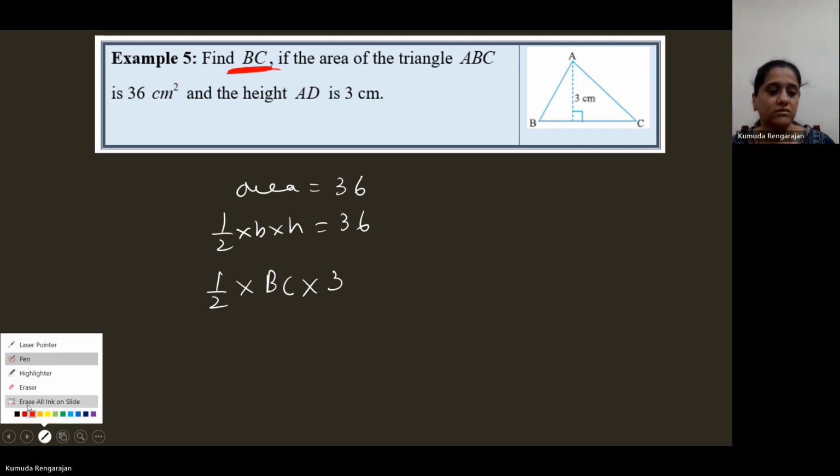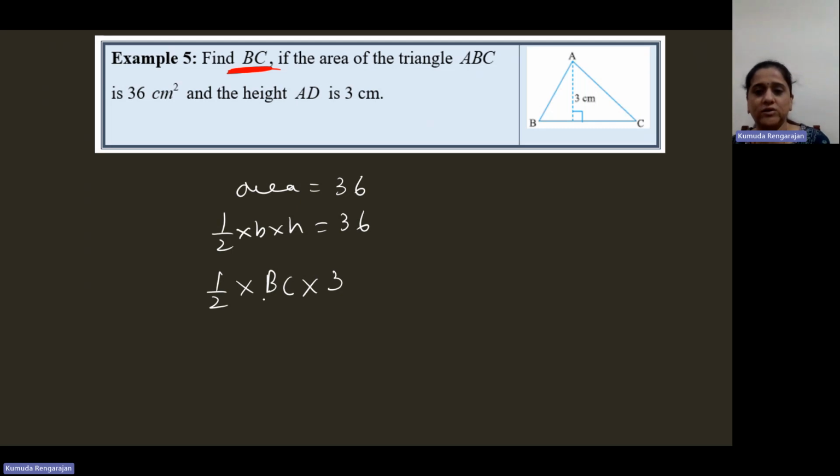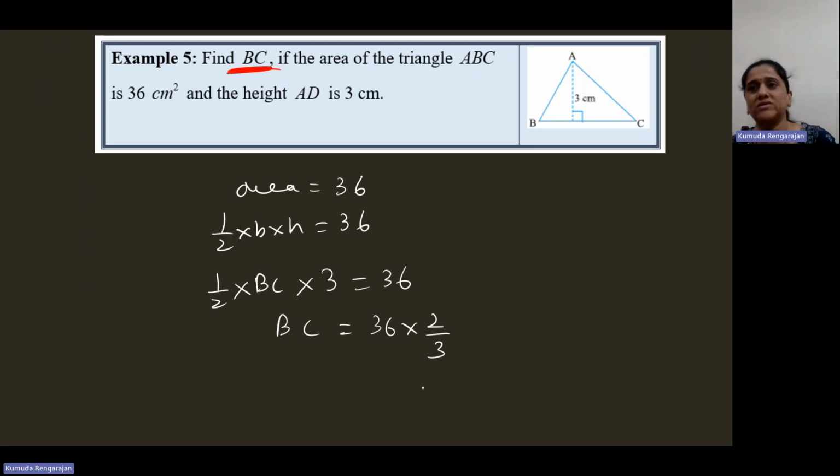Yeah. So half into, which is the altitude here? 3 centimeters, right? And that altitude lands on which side? BC. BC, we don't know the length, so I'm just writing BC. Half into base BC into 3 is equal to 36. So now BC is equal to, now this is 3 by 2, no? It's 3 by 2. So it will become 2 by 3 on the other side. This is 3, 3 is in the numerator, 2 is in the denominator. It's 3 by 2. It will become 2 by 3 on the other side.